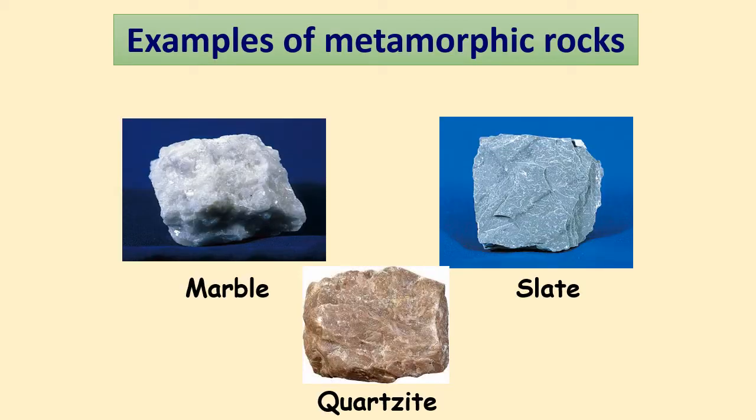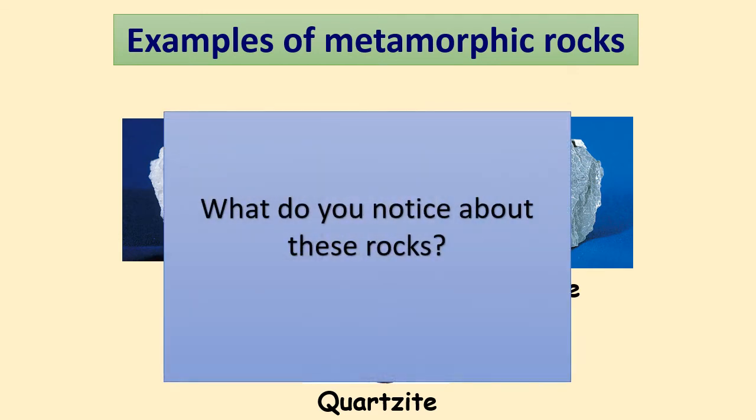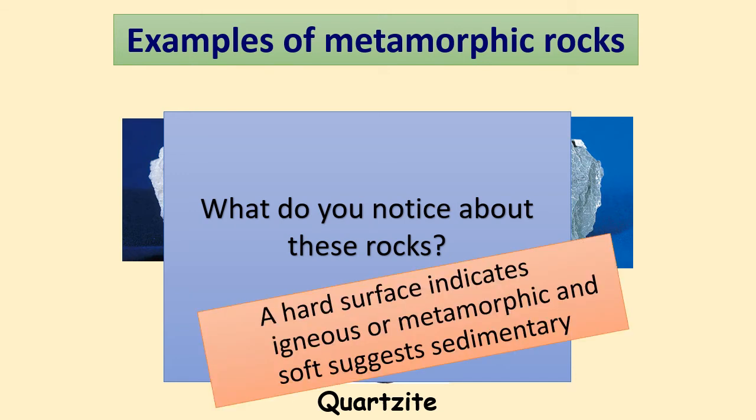Now these final three are examples of metamorphic rocks: marble, slate, and quartzite. Now, some of these look a bit shiny and some of them look a bit grainy, but what's common to all of those, and if you get the opportunity to touch or feel these rocks in class, you'll notice that they are quite hard. And so metamorphic rocks, that's one of the main properties of them. They're hard. Now, igneous rocks are also hard, but if a rock is soft, that means it's sedimentary.